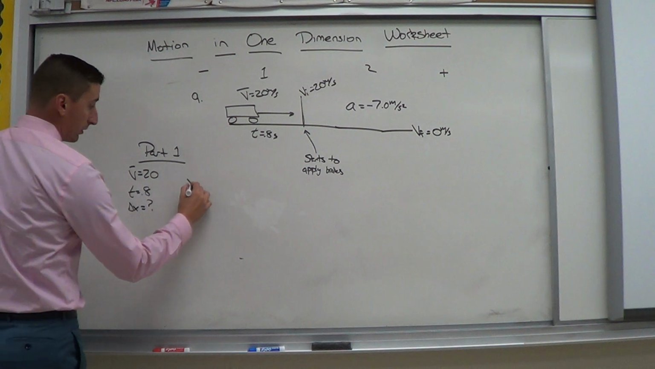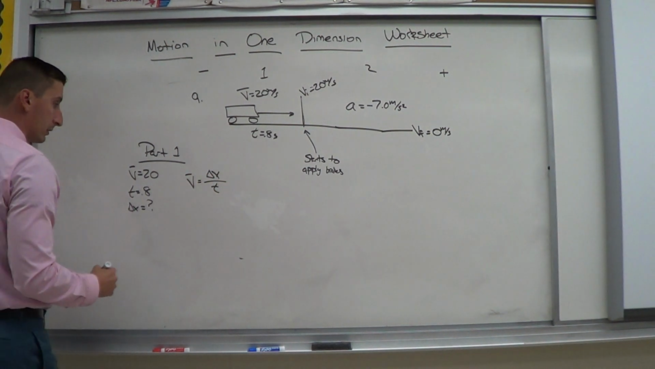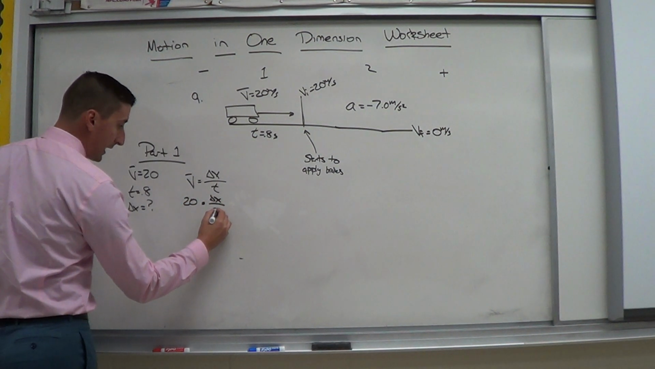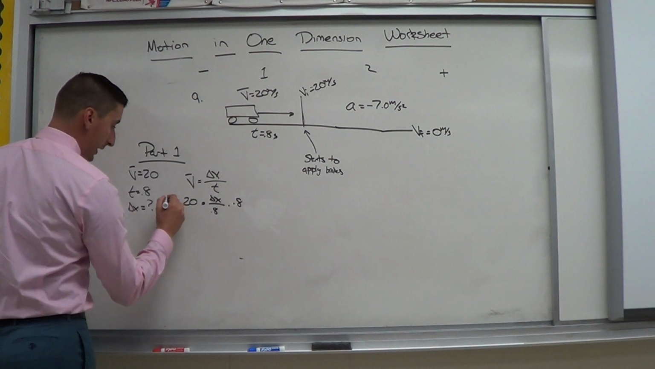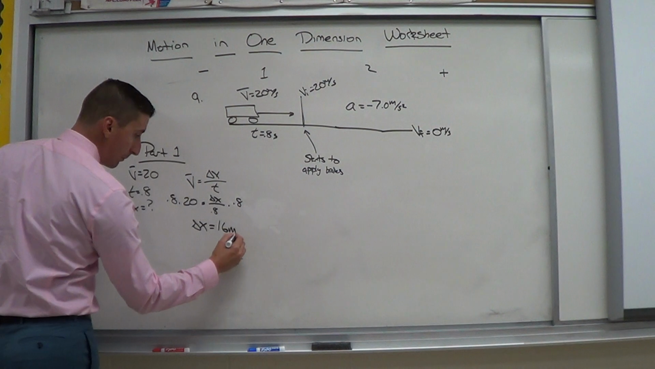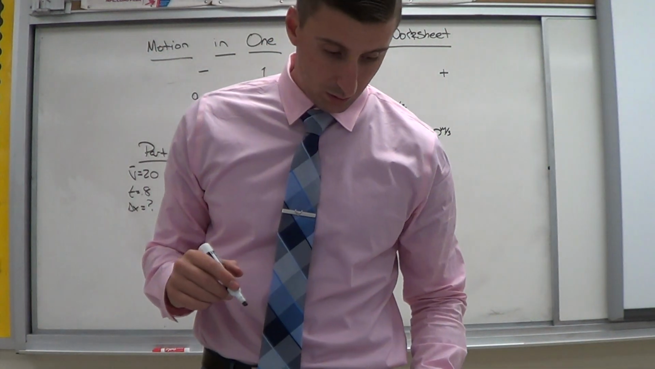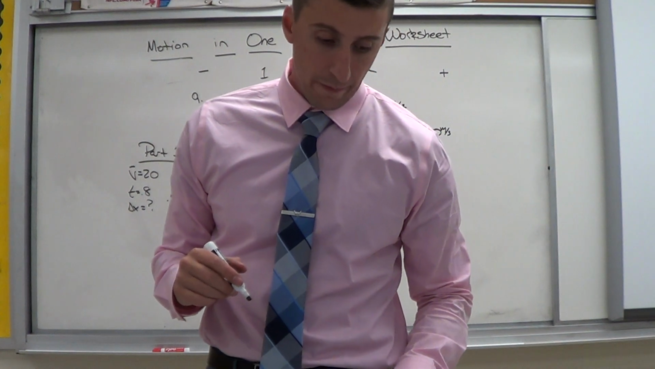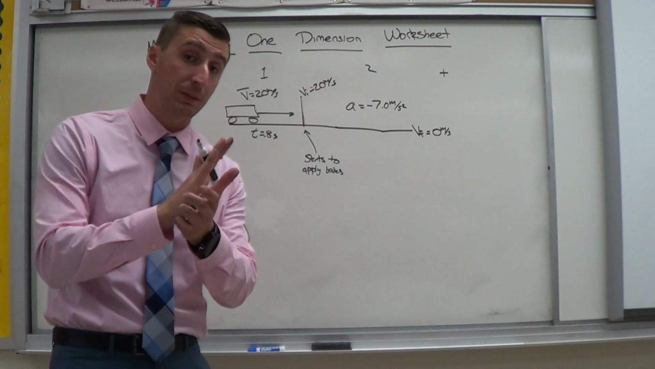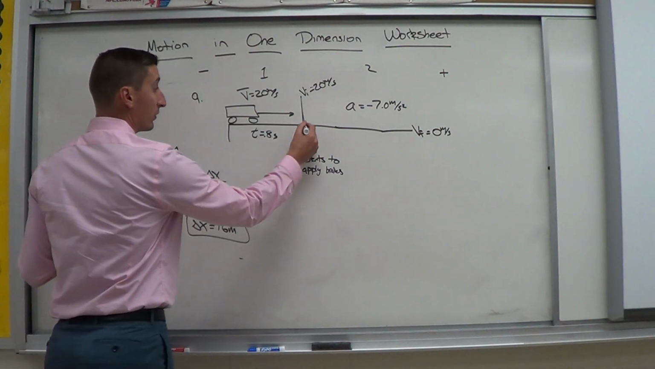Well, I can use this: delta x equals v times t. Plug in: 20 times 0.8. I get delta x is equal to 16 meters. So the initial distance she travels before she even touches the brakes is going to be 16 meters. So that's the distance from here to here.